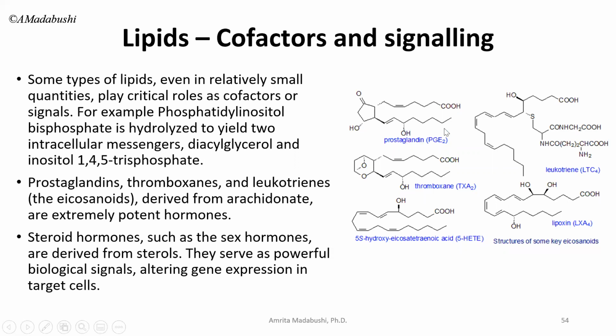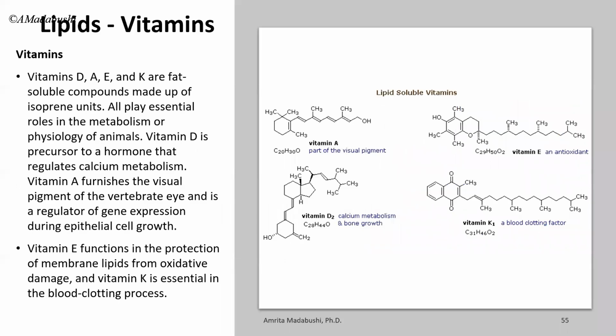So they serve as very important molecules which can change gene expression. A lot of protein can be produced if a certain hormone is present. So it's extremely important because, even in small quantities, it can change the amount of proteins produced in certain cells in the human body or other organisms.